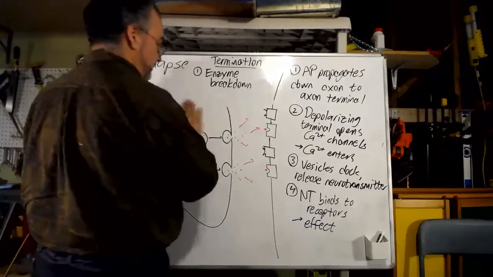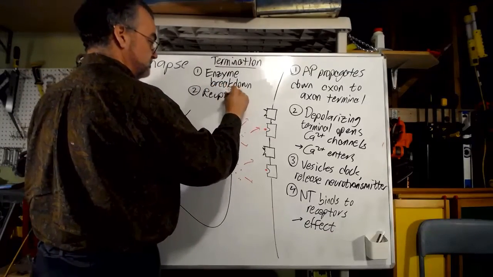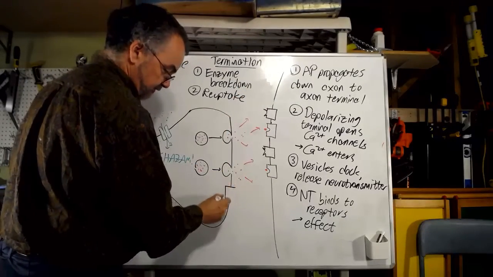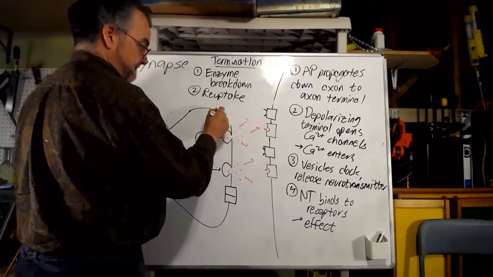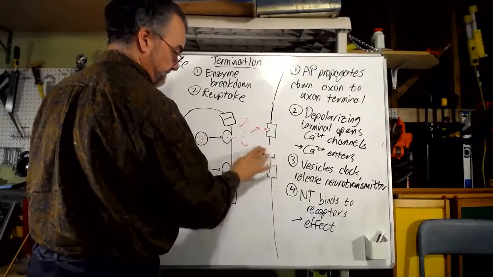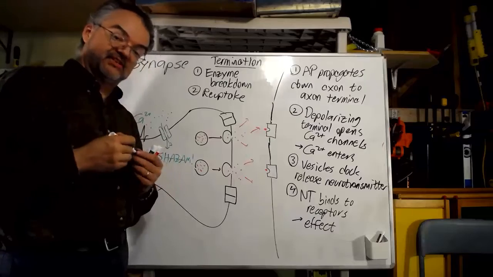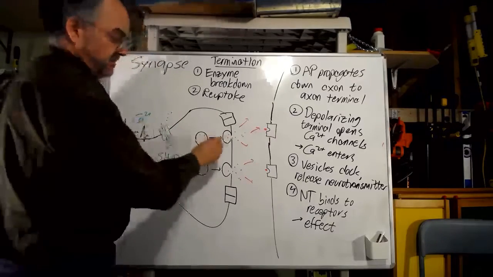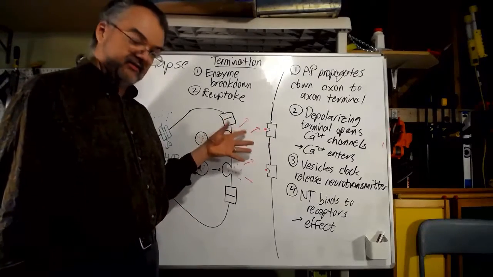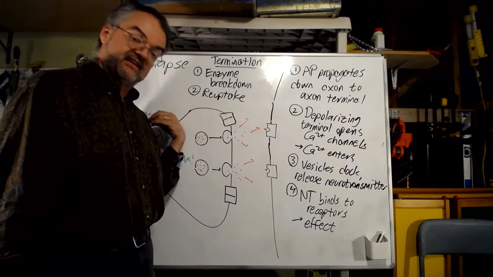The other main way that this can happen is reuptake. Sometimes what we have, instead of enzymes over here to break it down, is transporters on the presynaptic cell to pull it back in. So in that case, we release 10 molecules of neurotransmitter here. Half of it binds to the receptors, half binds to these transporters and gets taken back.